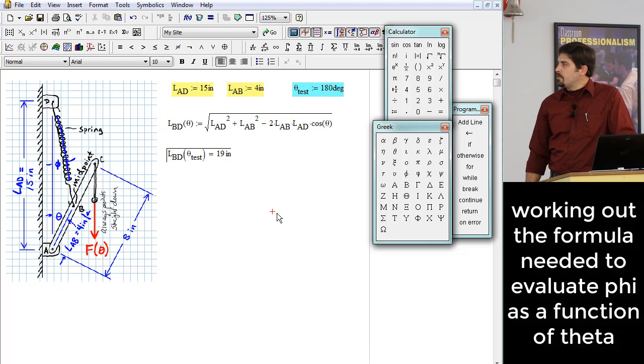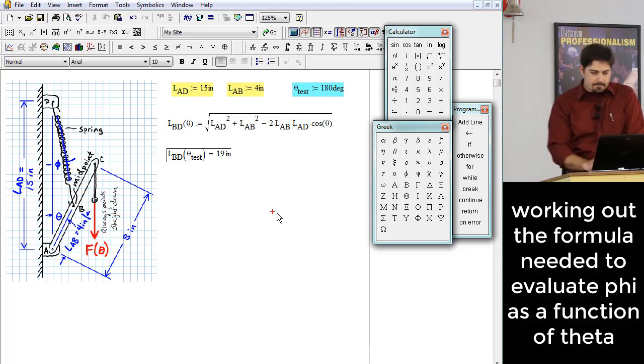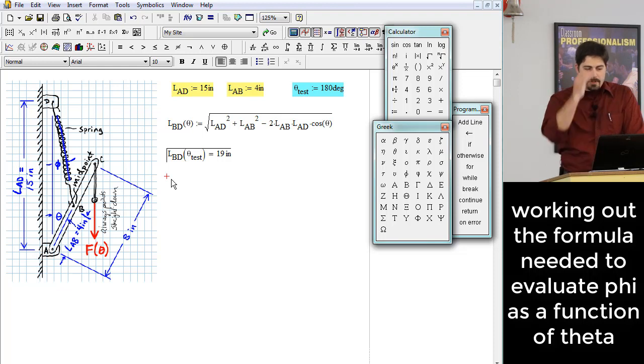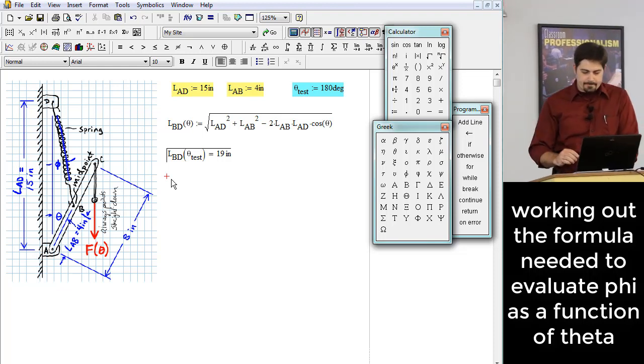And what I'm trying to do here is actually come up with a chart that gives me 2 different things. I want to get a graph that gives me both length BD as well as angle phi, both of them in terms of theta. And I'm going to put both of those on one plot. Okay? So, how do I go now and compute angle phi?